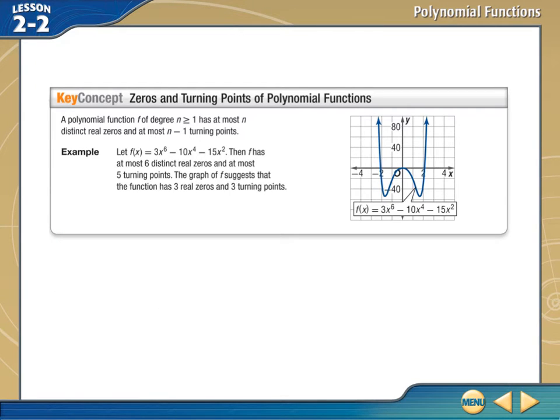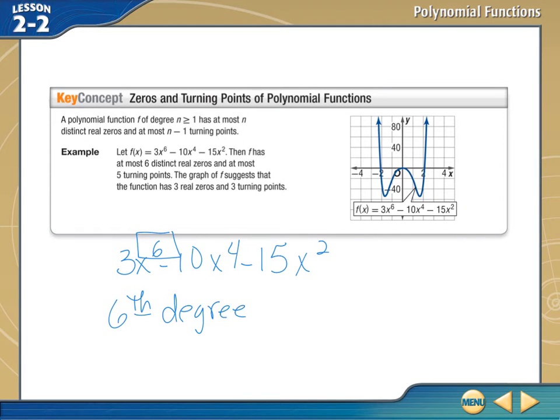Now let's talk about zeros and turning points. So when we talk about zeros, we want to look at the degree of the polynomial. So for this example right here, 3x to the 6th power minus 10x to the 4th minus 15x squared, the degree is going to be a 6th degree. So if it's a 6th degree polynomial, at most, and we want to use the word at most because it will be no more than, at most 6 real zeros. Okay, that means it could cross the x-axis in 6 distinct places.